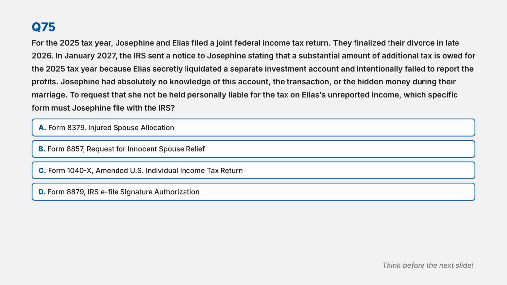To request that she not be held personally liable for the tax on Elias's unreported income, which specific form must Josephine file with the IRS? A. Form 8379, Injured Spouse Allocation. B. Form 8857, Request for Innocent Spouse Relief. C. Form 1040X, Amended U.S. Individual Income Tax Return. D. Form 8879, IRS e-file Signature Authorization.